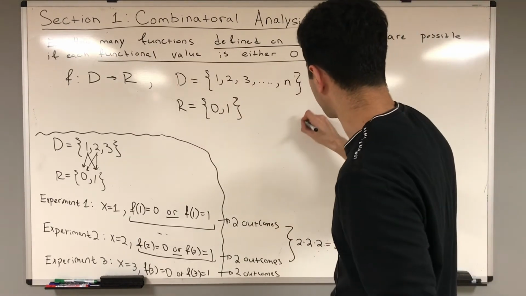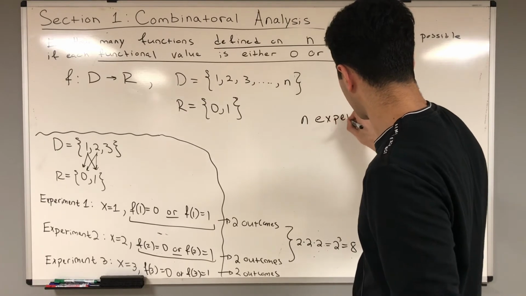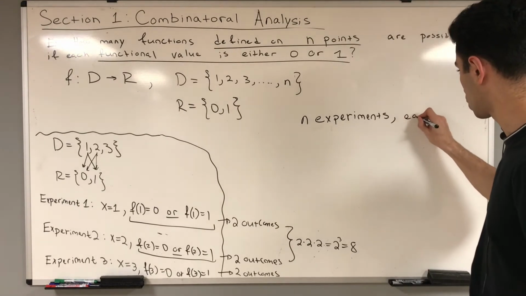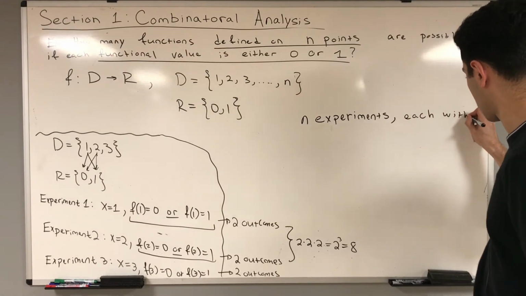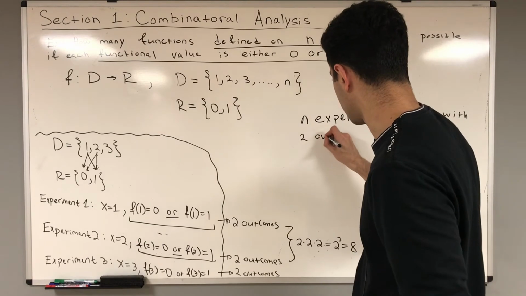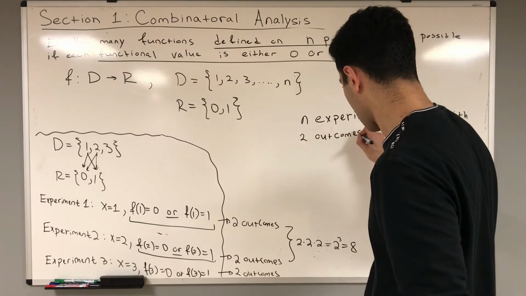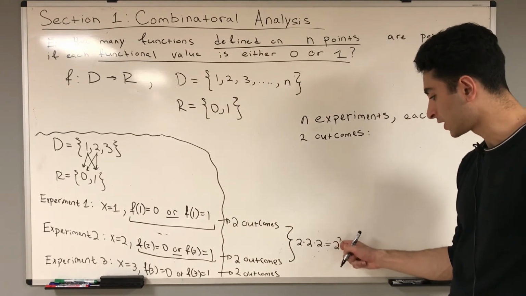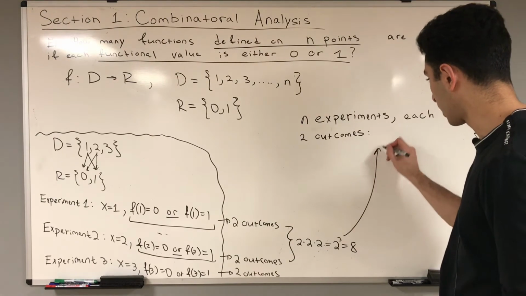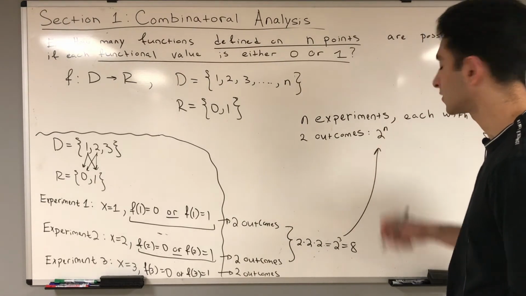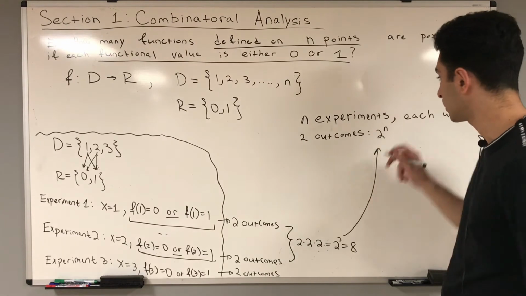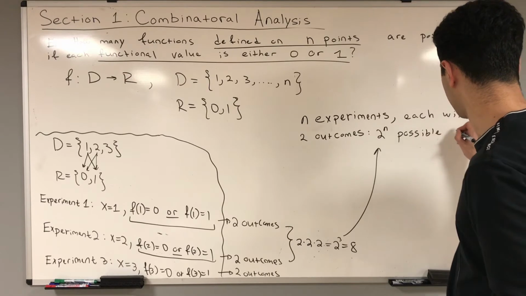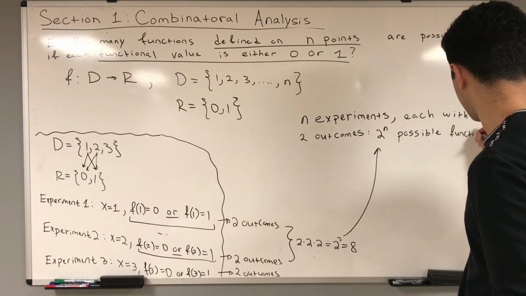So you have n experiments, each with 2 outcomes. So what does this mean? Well, notice how here we had 2 to the third. 3 is the number of experiments. Here we have n experiments, so you should have 2 to the n. You should have 2 to the n possible functions. And that's it. That's really the whole example.